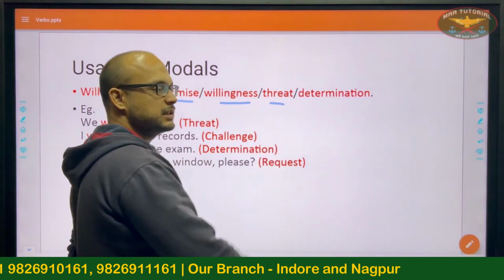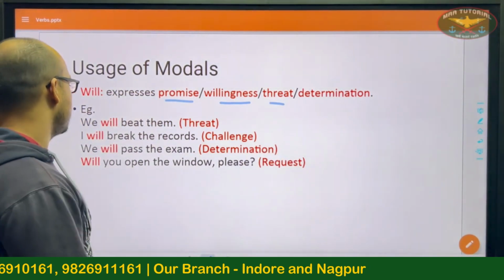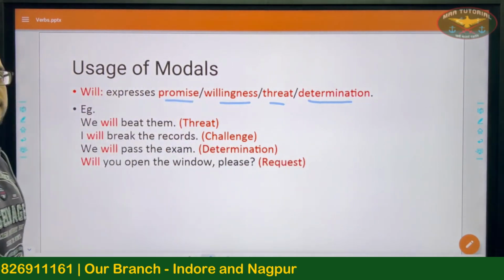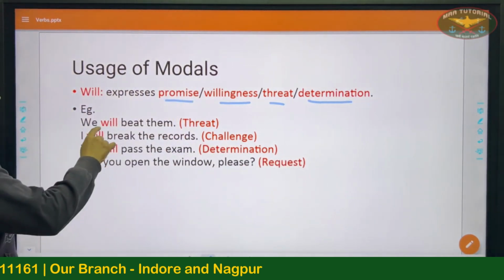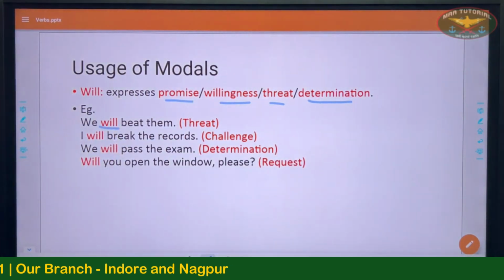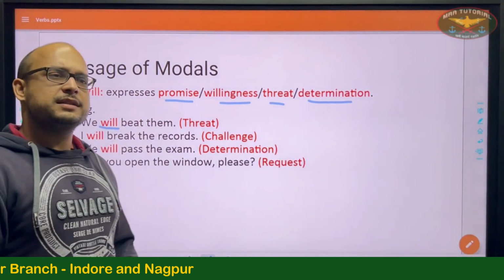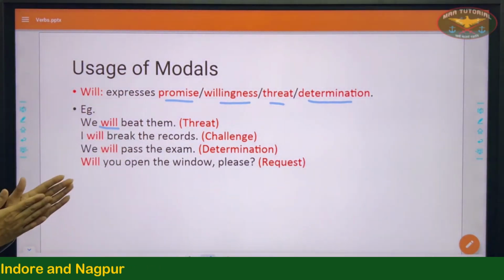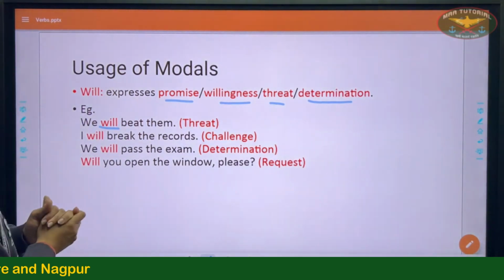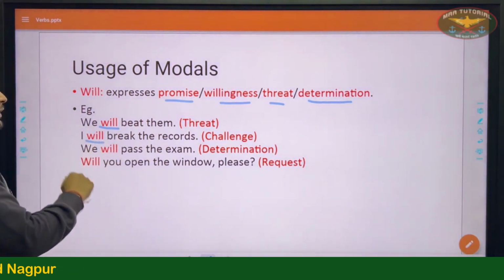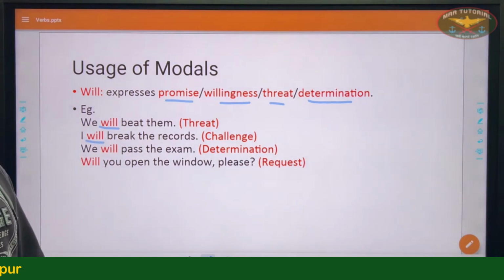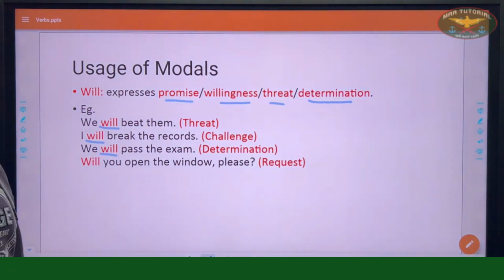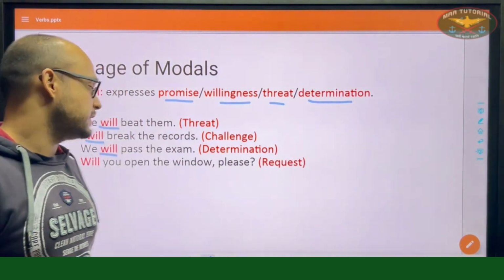It can be used as a threat or determination. So threat, how will we use it as a threat? We will beat them. Now this is determination, but in a sense determination against someone. So we can call it a threat. We will beat them. I will break the records. Challenge. I will break the records. We will pass the exam. It's a determination. We will pass the exam.